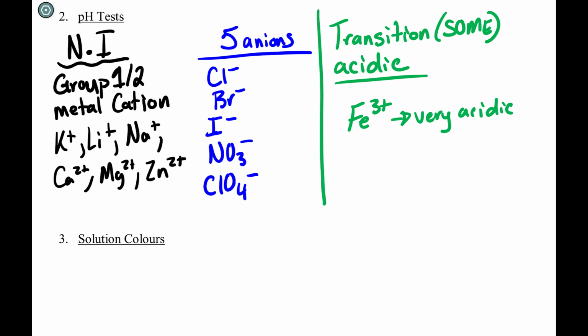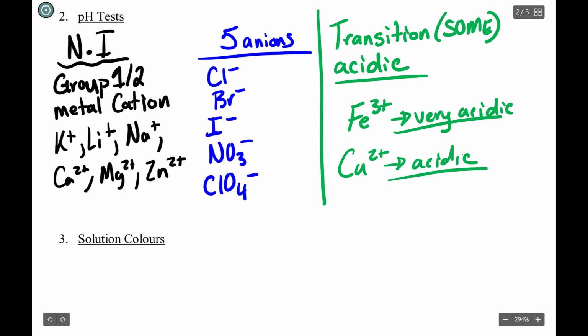The pHs can be extremely low. They could be 1, 2, 0. And often this will leach into nearby lakes or ponds or rivers, killing the life in it. So it's very acidic. Copper ions as well can be acidic. So some transition metals can be acidic in solution, some aren't.